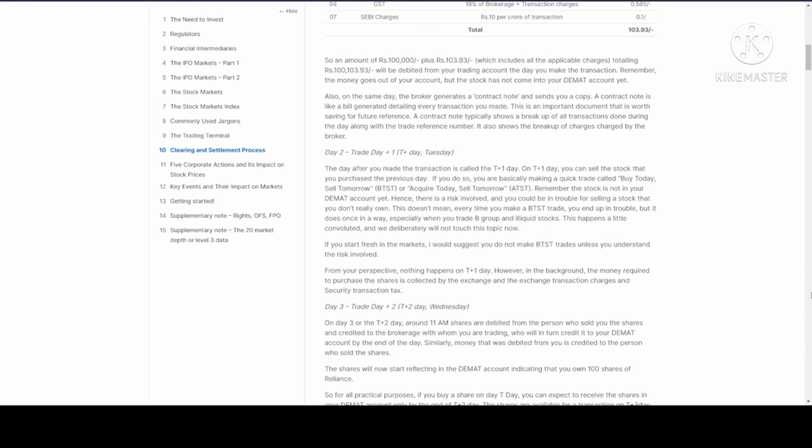Remember, the stock is not in your demat account yet, hence there is a risk involved and you could be in trouble for selling a share that you don't really own. This does not mean every time you make a BTST trade you end up in trouble, but it does once in a way, especially when you trade B group and illiquid stocks. This happens a little convoluted and we deliberately will not touch this topic now.